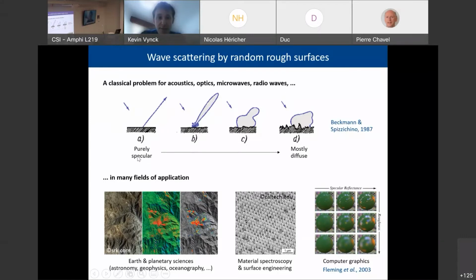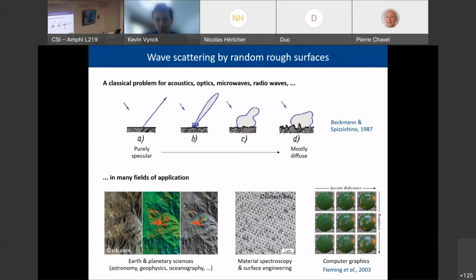So as I was saying, there are many fields of applications for that, and one of the obvious and most popular fields of application is in Earth and planetary sciences. In this case, you really want to infer some information about the topology of a surface that you don't know from remote measurements. So essentially, you send a signal on the surface, and then you collect part of the reflected signal, and you try to obtain some information on the surface. So obviously, this is very important for astronomy, geophysics, oceanography, and so on. This kind of problem is also interesting for material science.